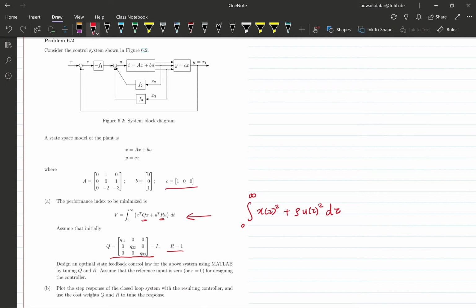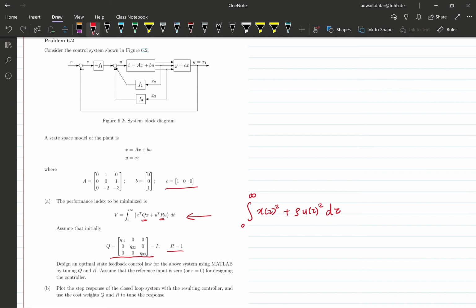The key motivation here now is to get a feeling for tuning the matrix Q, and in this case the scalar R. Typically when we have multiple inputs, R is also a matrix of size m by m, where m is the size of the input vector.